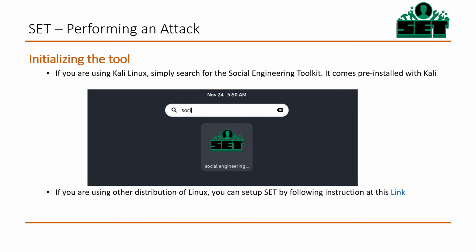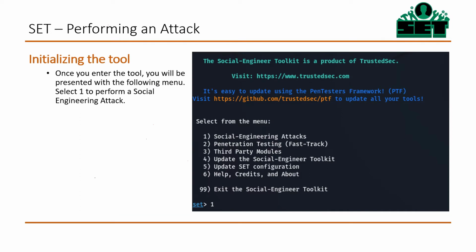Performing an attack. Initializing the tool. If we are using Kali Linux, simply search for the Social Engineering Toolkit. It comes pre-installed with Kali. Once you enter the tool, you will be presented with the following menu. Select one to perform a social engineering attack.